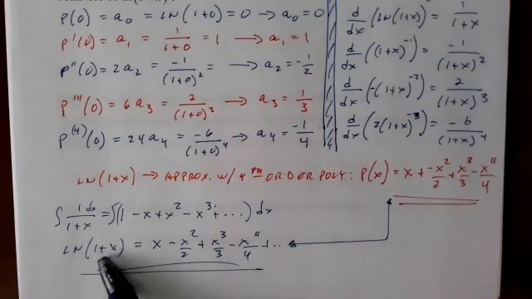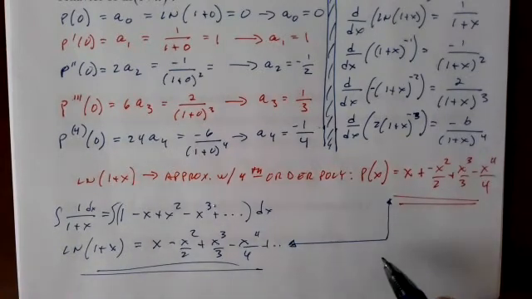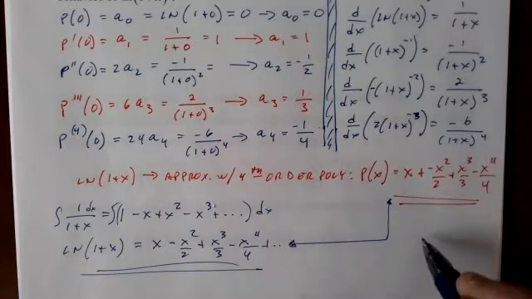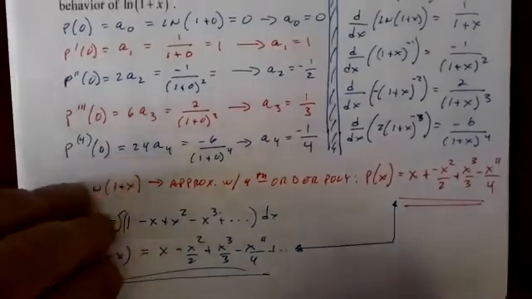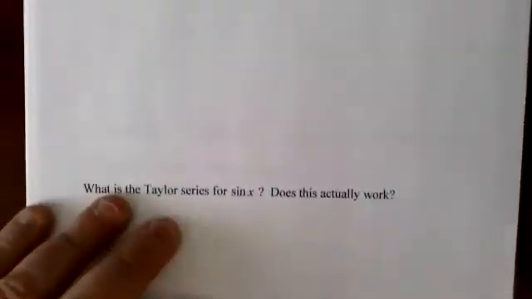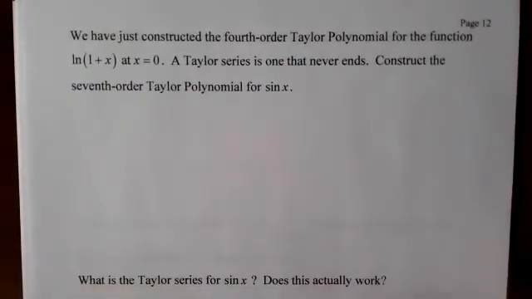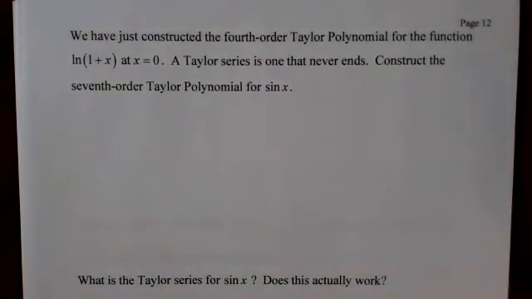And you need to memorize this. What's ln of 1 plus x? This and dot, dot, dot, and the nth term is x to the n over n, with alternating sign. Another time in your near future. So we just constructed the fourth order Taylor polynomial for that function.